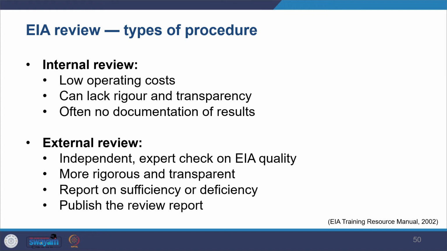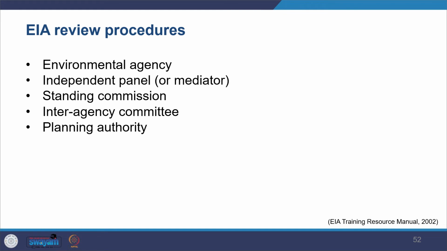So you have these internal review and external review, but you see that there's much more advantage in taking external review. And the EIA review procedure includes, for this, environmental agencies which can come in. You can also have an independent panel. Then you can have standing commissions, interagency committees, planning authorities, which all can help to take the EIA review.